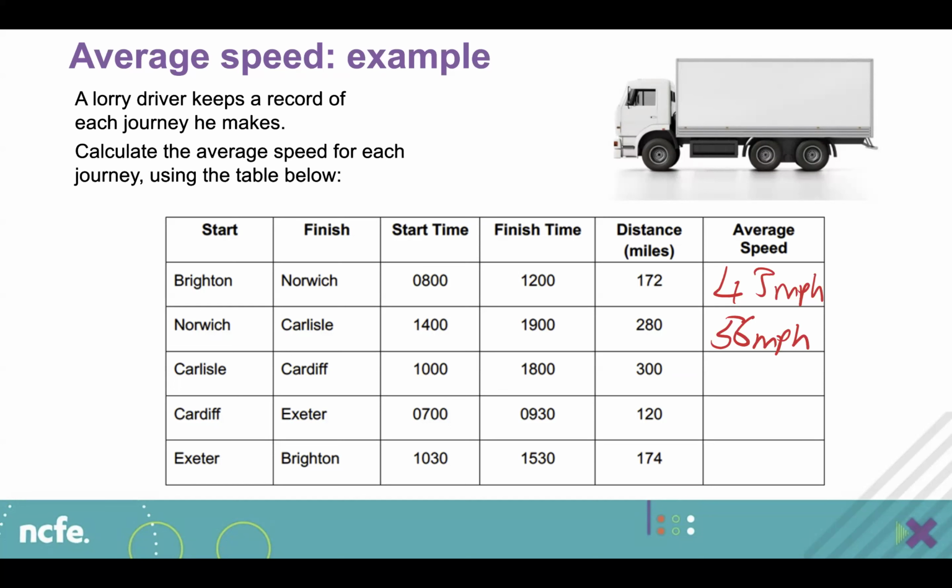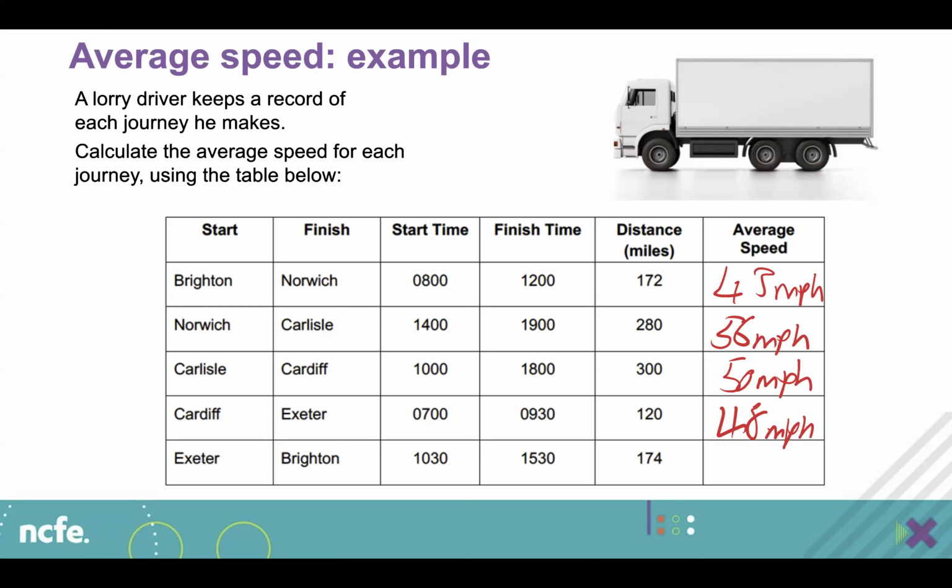It takes him 6 hours to travel 300 miles. So 300 divided by 6 equals 15 miles. It takes him 2.5 hours to travel 120. So all you do is 120 divided by 2.5, which equals 48.